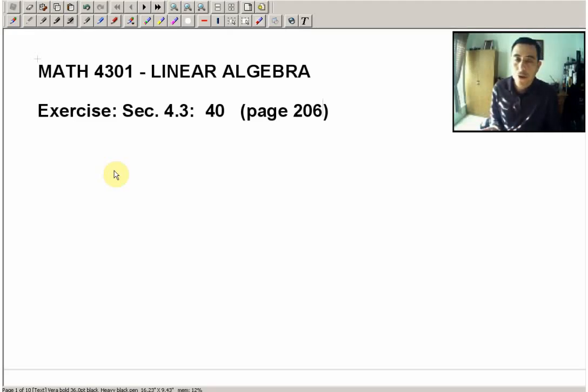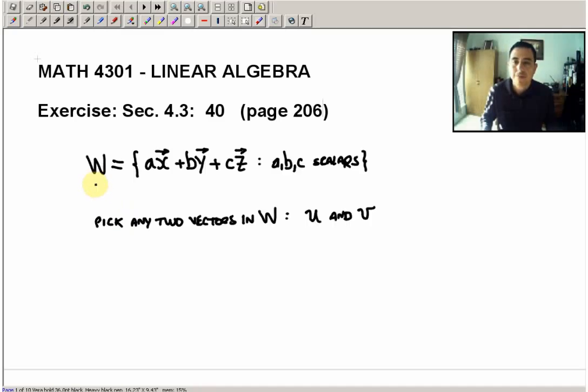So we want to show that this is a subspace. But it's pretty simple. Remember, to show that a set is a subspace, all you have to do is pick two general vectors in the set. If you add them and the sum is still in W, and if you multiply by a scalar and that is still in the W set, then it's a subspace. Okay, let's pick two general vectors. Let me write them here.